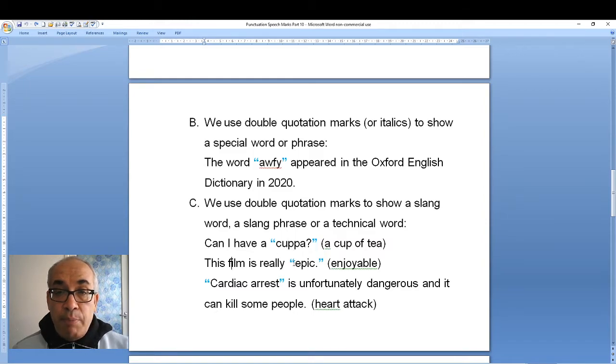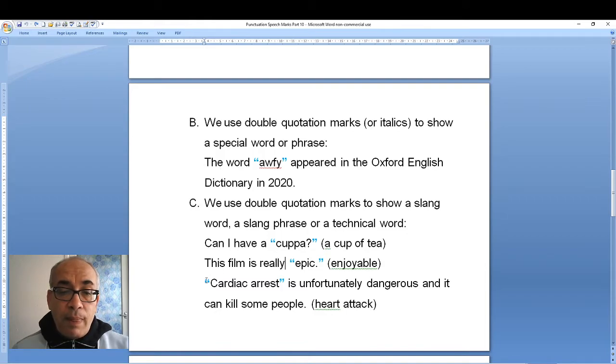This film is really "epic." Epic means enjoyable. So again, it is like slang. Before epic, I use double quotation marks. After epic, I use double quotation marks.